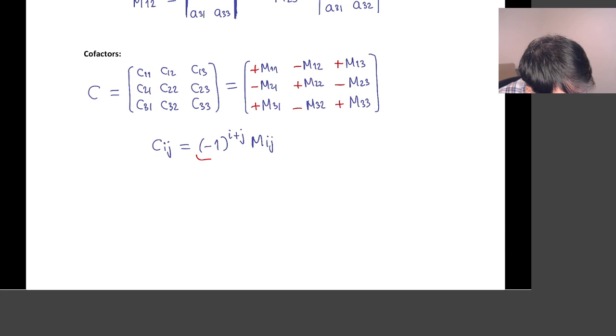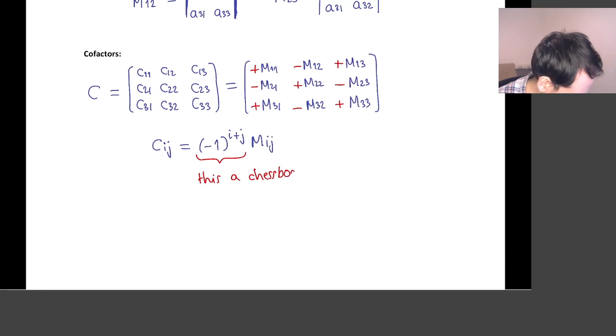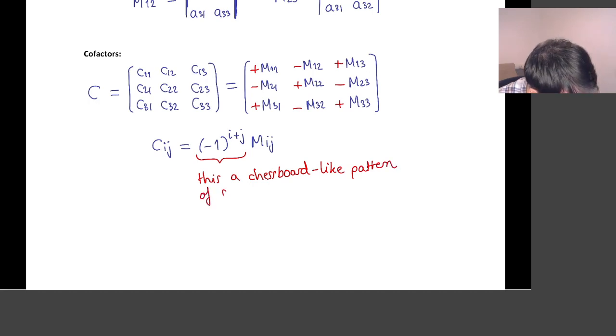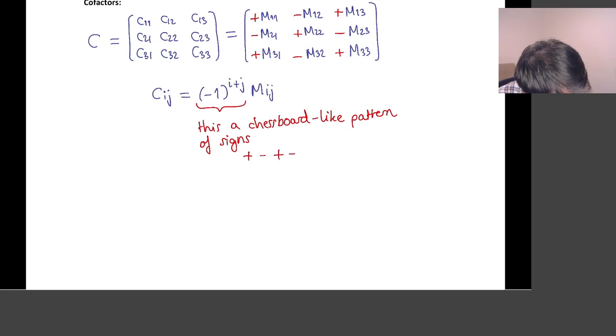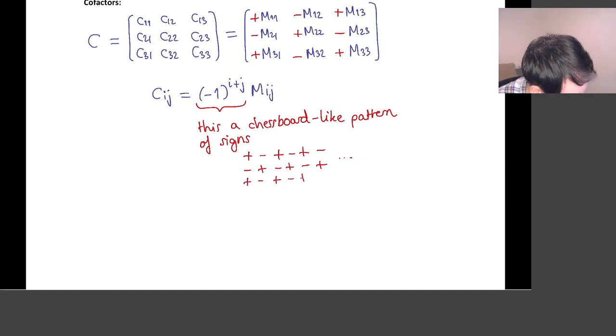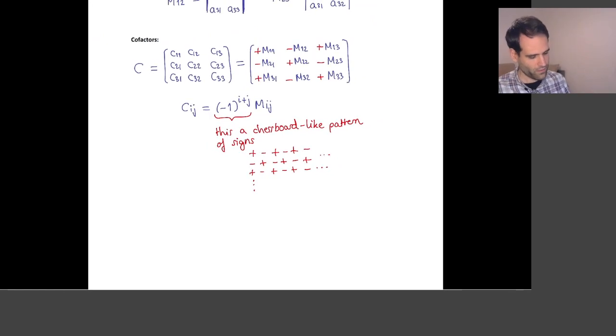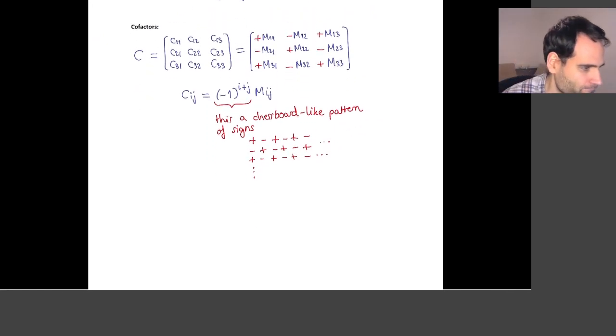Let me write this explicitly. This is a chessboard pattern. Okay. Next step.